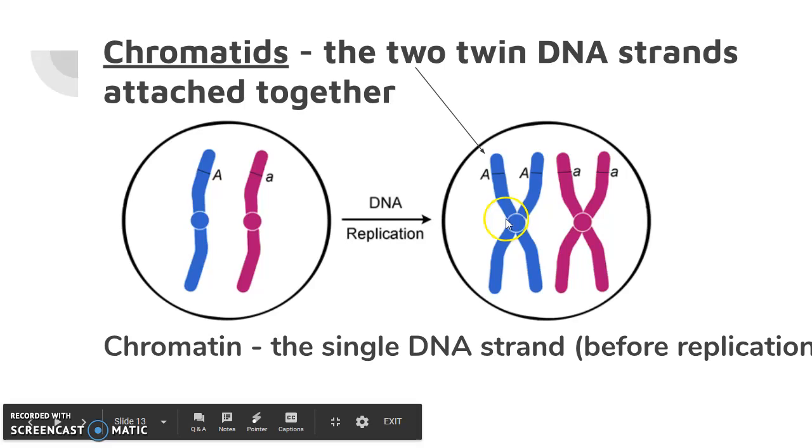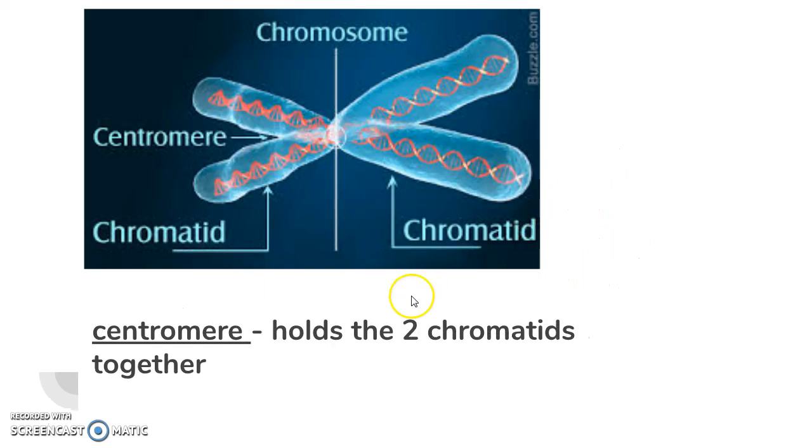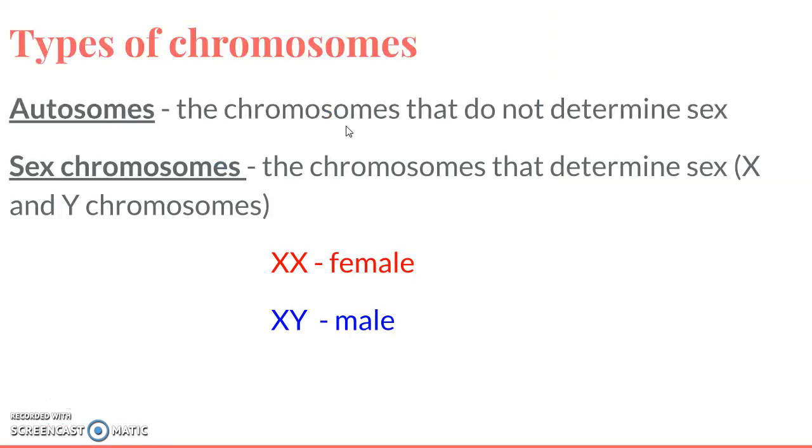After DNA replication, there are two strands, and we call each side of the strand in that structure a chromatid. So no longer chromatin. Chromatin is when it's only one chromatid. There are two chromatids in this chromosome. It's that one strand, but now it's stuck together at the centromere. And again, the centromere holds the two chromatids together.